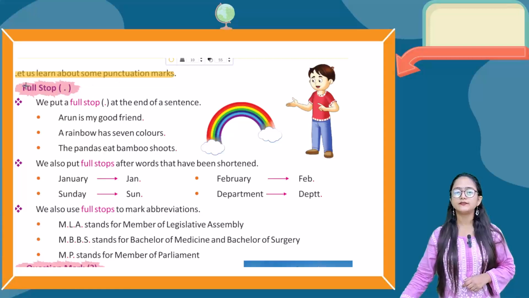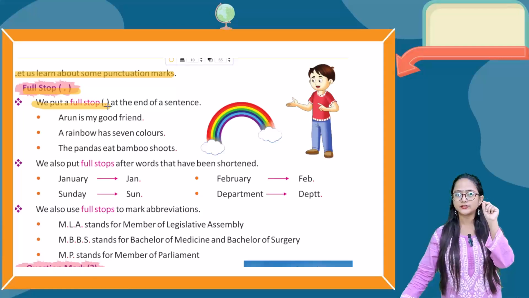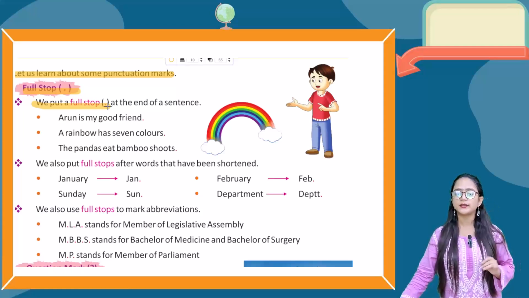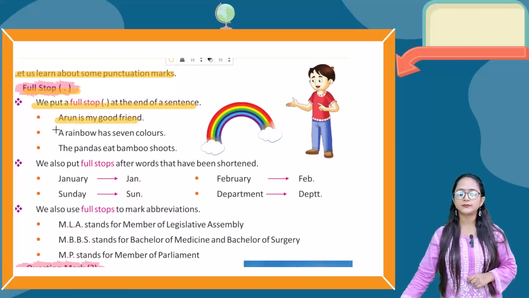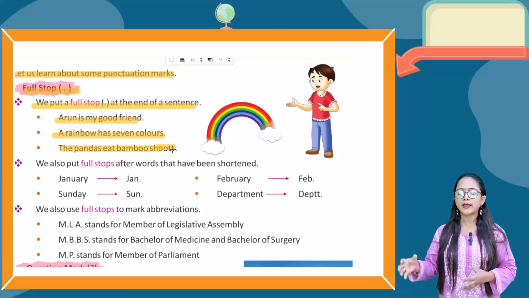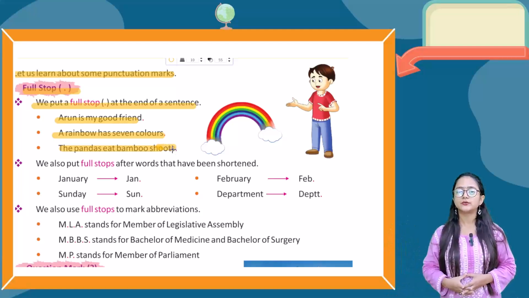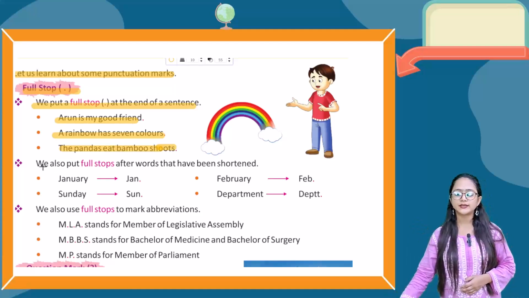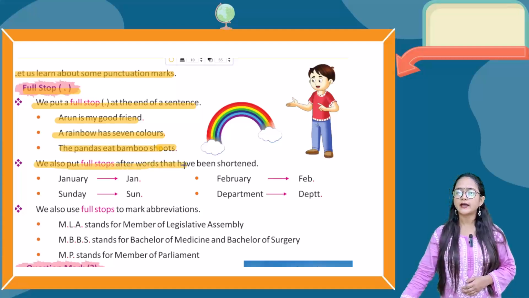First one is the full stop. Full stop is also known as period. We put a full stop or period at the end of a sentence. For example, Arun is my good friend. At the end you can see the full stop. Next one, a rainbow has 7 colors. Next one, the panda eats bamboo shoots. Here also you can clearly see the full stop. Now next, we also put a full stop after words that have been shortened.